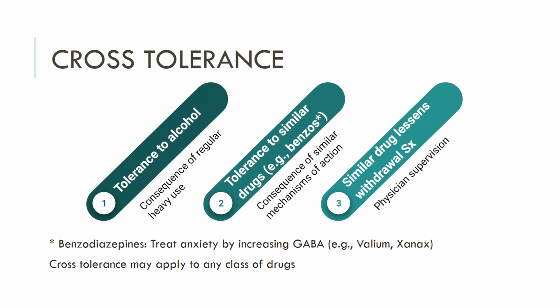builds up their tolerance to that substance. So in this scenario, we have a patient who is regularly using alcohol heavily, and as a consequence, builds up their tolerance to alcohol. So it takes more and more alcohol to become intoxicated, achieve a particular effect. In doing so, and typically unbeknownst to the patient, they're also building up their tolerance to other similar drugs. And when I say similar, I mean drugs that have a similar mechanism of action.